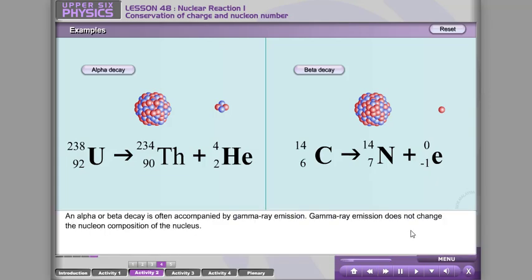An alpha or beta decay is often accompanied by gamma ray emission. Gamma ray emission does not change the nucleon composition of the nucleus.